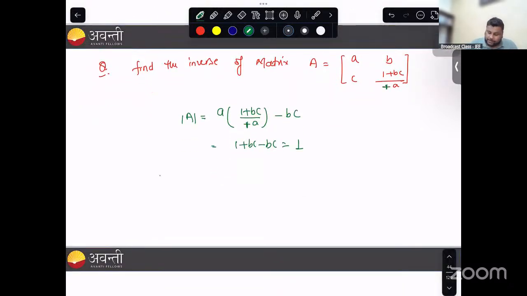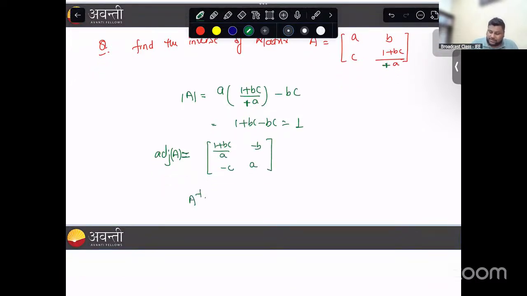Fine. Now adjoint of A is what? In 2 by 2, change the diagonal entries, change the sign of off diagonal entries. Now A inverse is what? Adjoint A upon determinant of A. And since determinant of A is 1, the answer will be simply 1 plus BC upon A minus B minus C. Understood?